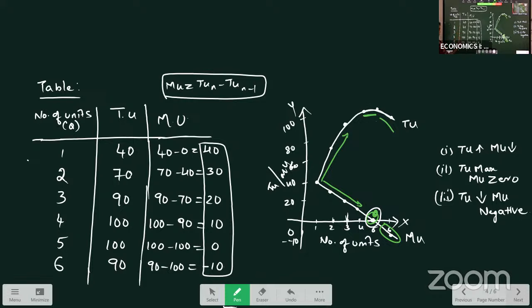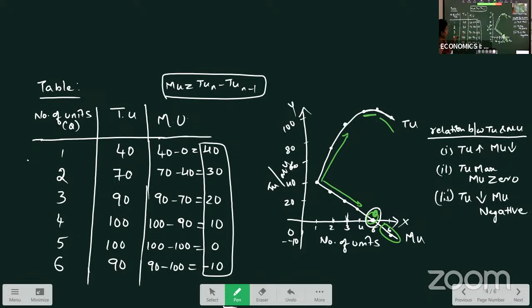You will do the table, side by side you do the graph also, right? Now, you have to mention the relation over here. It is nothing but the relation between TU and MU. After the table and graph, you should write these points. Okay, right? So, after the table and graph, you will write down the relation here.